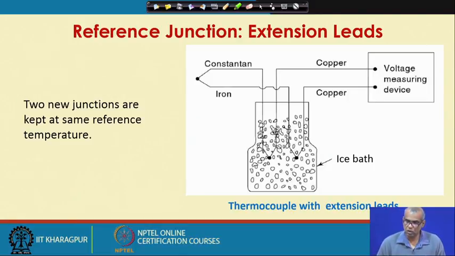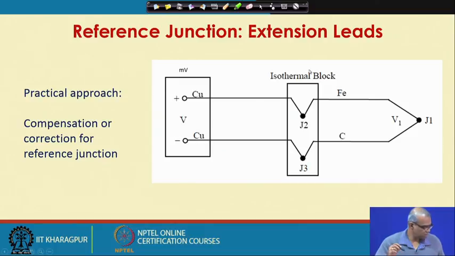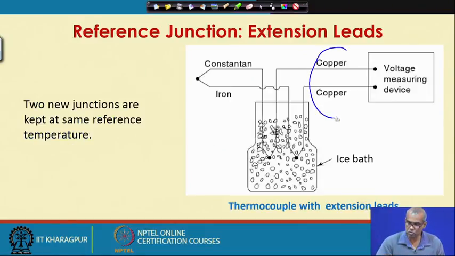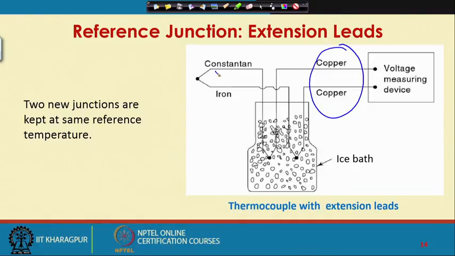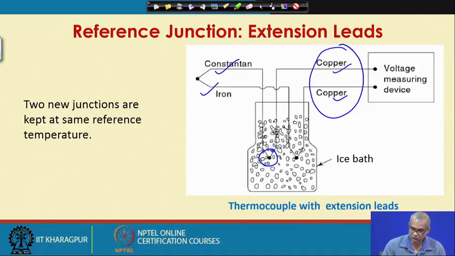So, we basically will use extension leads made from different materials. Here the thermocouple is made of iron and constantan, but I have used copper as extension leads. See, the two extension leads that are coming from the voltage measuring device are joined with constantan and with iron.